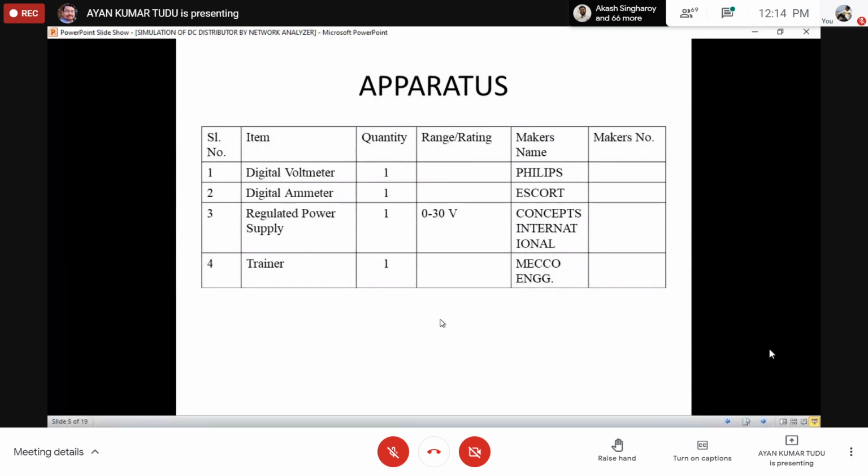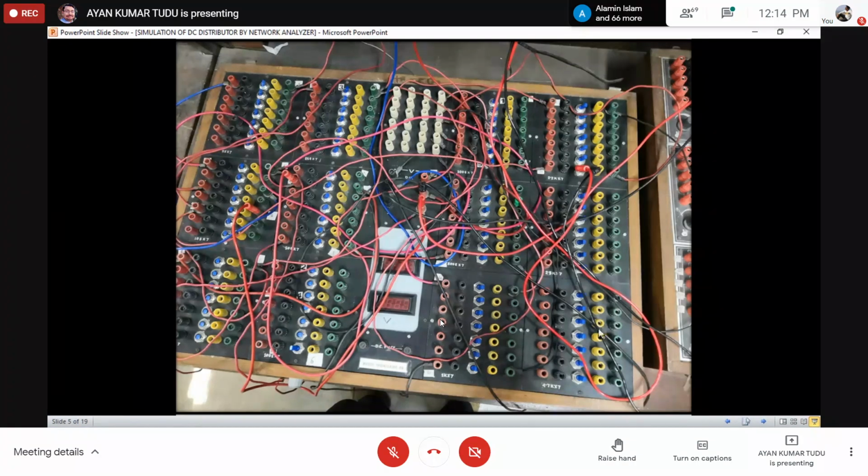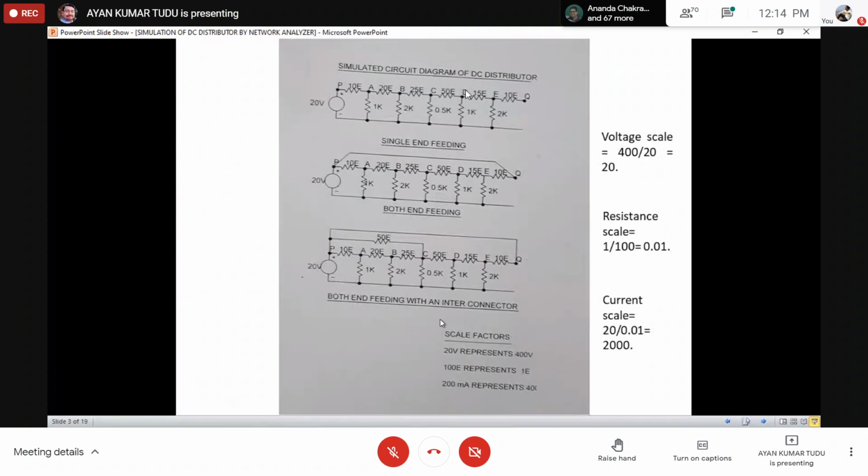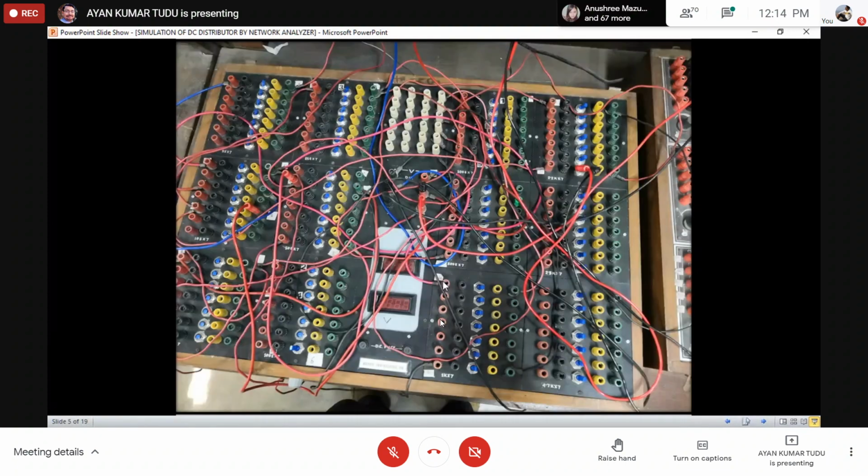Okay, so let us see the videos then. This is the typical figure. Here the power supply V is given across these points. We will be simulating these points in this particular network analyzer. Now we'll be seeing the videos.